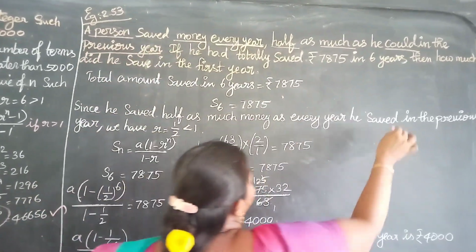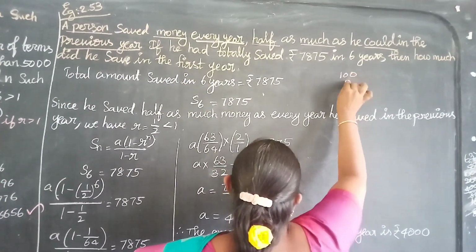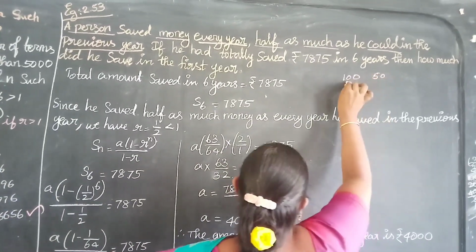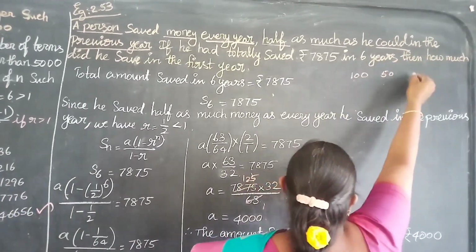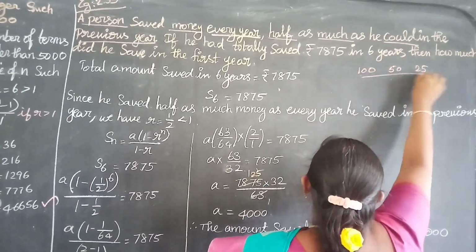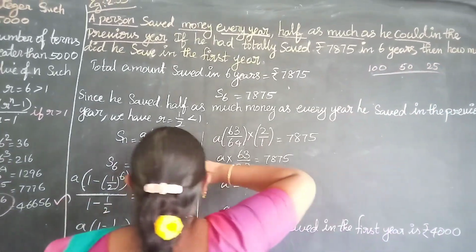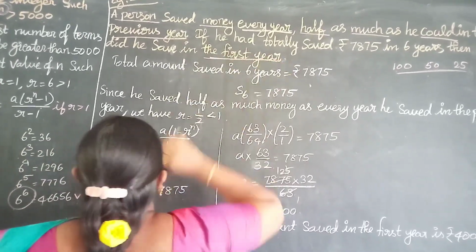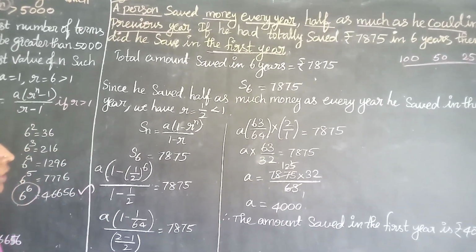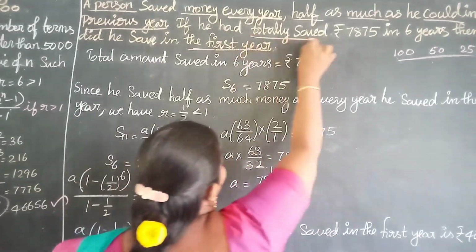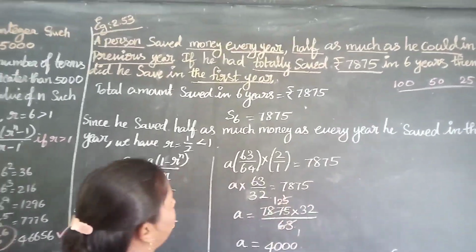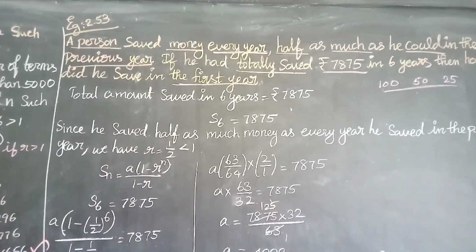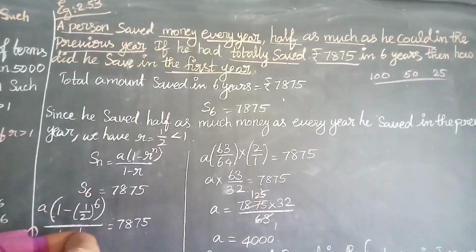Suppose he saved 100 rupees in the first year, now half of that should be 50. So what is half of 100? 50. Next year half of this is 25. Like this he is saving his money. So what are we going to find now? How much he saved in the first year. The total amount given is rupees 7,875. We are going to find how much he saved in the first year. First year, that should be the A value.